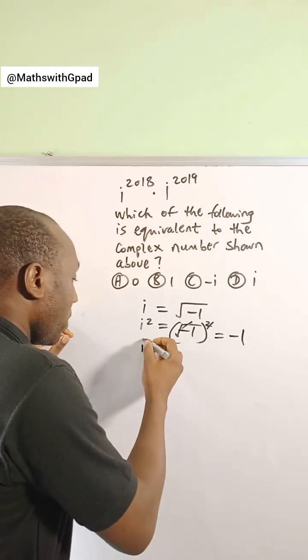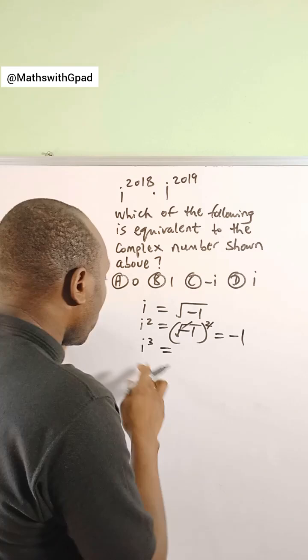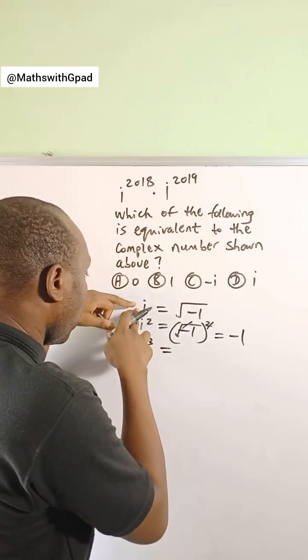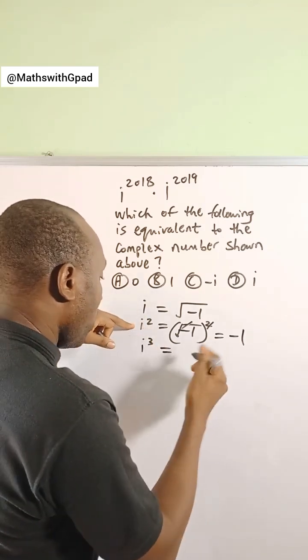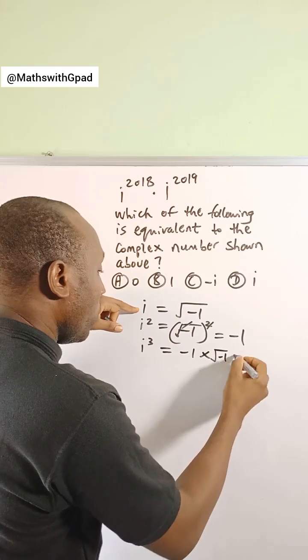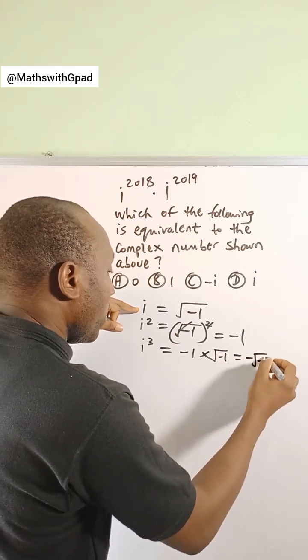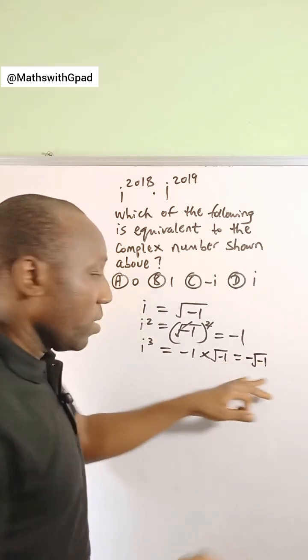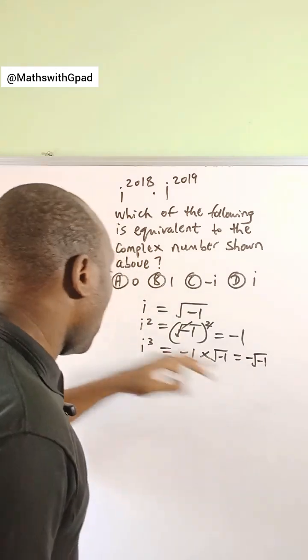So what about i raised by 3? It's going to be i squared times i. What is i squared? Minus 1. Minus 1 times i, the square root of negative 1, which is negative the square root of minus 1. You see that? So this is i raised by 3.